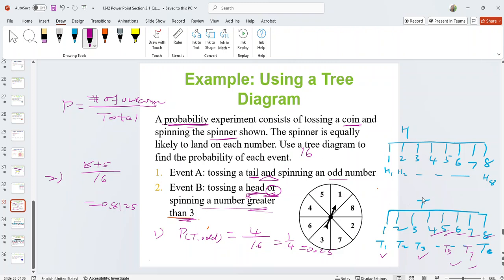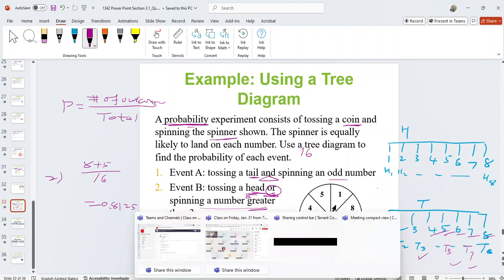Any questions so far? I know we cover a lot of concept in here about probability already. Any question?